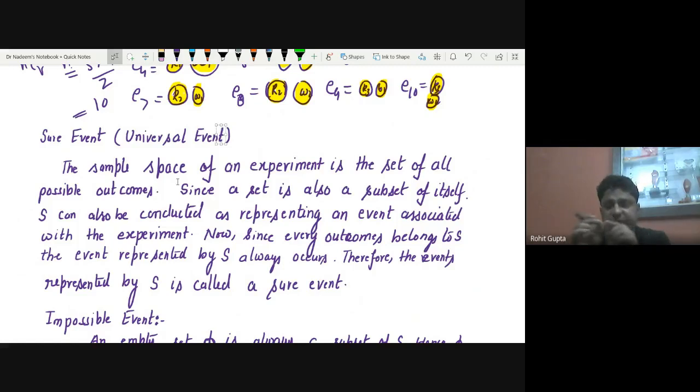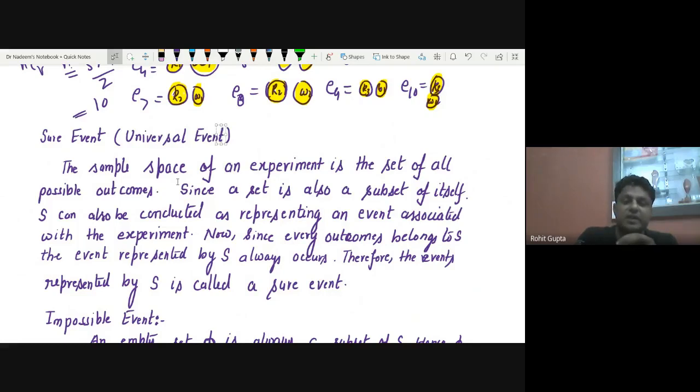If you consider it as an event, it is a sure event. If I ask that head will come, then it is not a sure event. A sample space of an experiment is the set of all possible outcomes. Since a set is also a subset of itself, S can also be considered as representing an event associated with the experiment. Now, since every outcome belongs to S, the event represented by S always occurs.